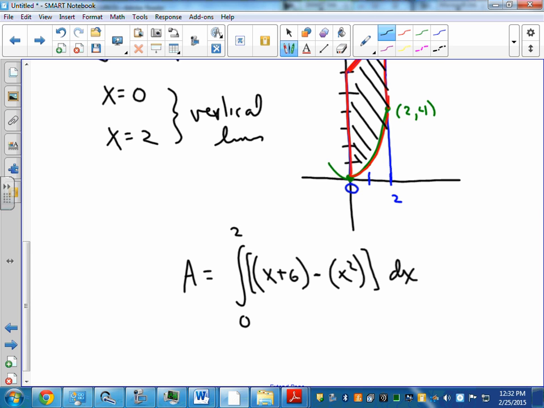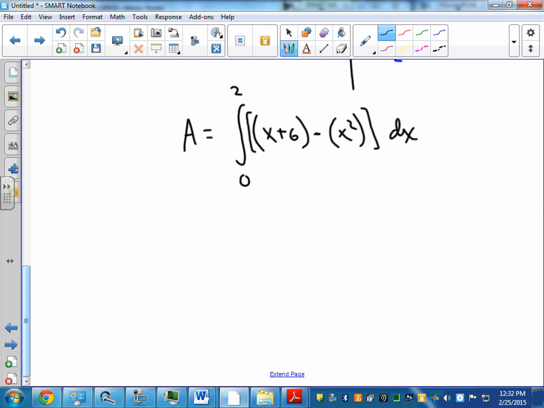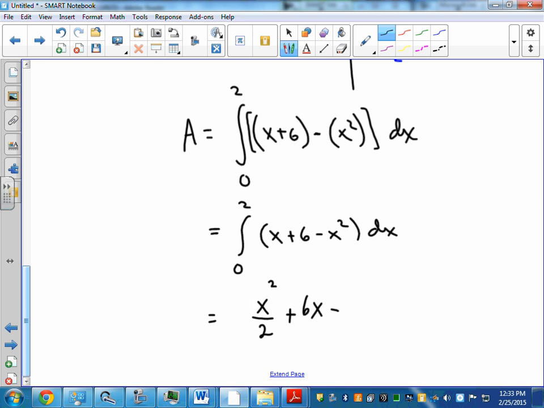And I've put some extra parentheses in here that we don't really need at this stage. But let's go ahead and finish this out. So we're integrating from 0 to 2. And we have x plus 6 minus x squared dx. So the fundamental theorem allows us to get the antiderivative pretty easily. Antiderivative of x is x squared over 2 using the power rule. The antiderivative of 6 is 6x using x as our variable. And the antiderivative of x squared is x cubed over 3. Add 1, divide by the new power. We'll put brackets there, 0 to 2, right?